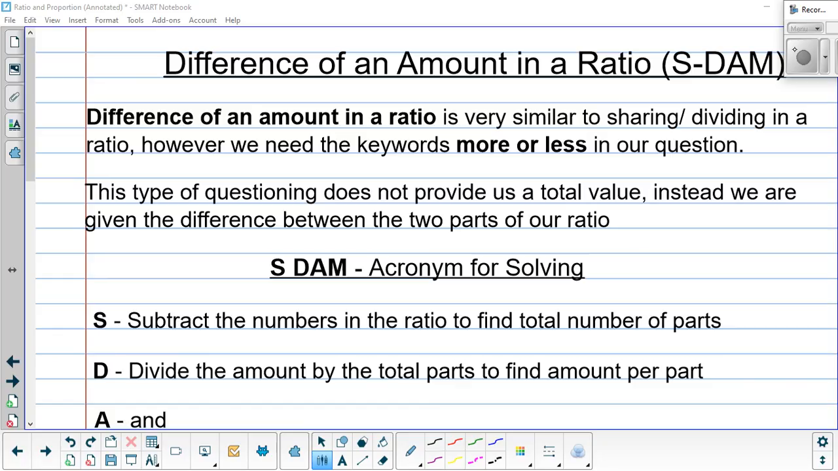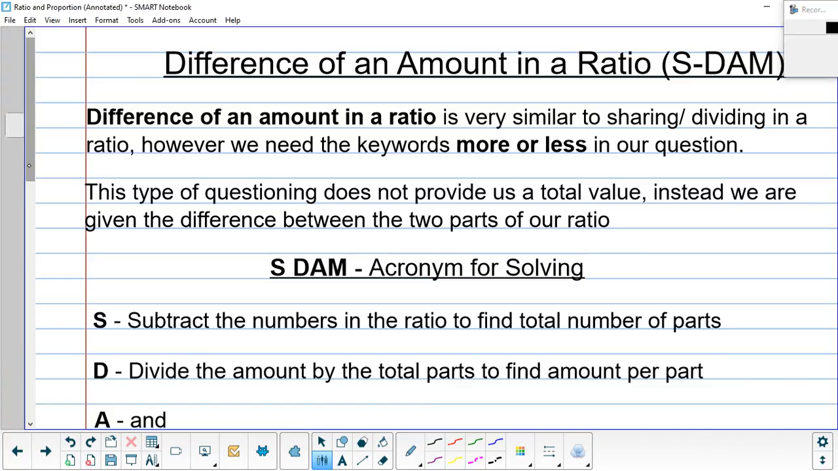So difference of amount is very similar, as I said, to sharing, dividing. However, we need two keywords. We either need more or less. We need a keyword more or less in our question. It doesn't provide us a total value, like we started in the last one, divide 60 pounds into this ratio. Now, we are only given the difference between our parts, right? So if we know how much they differ, then we can say, okay, those two parts are worth maybe 10 pounds, and so we can find out what one part is that way.